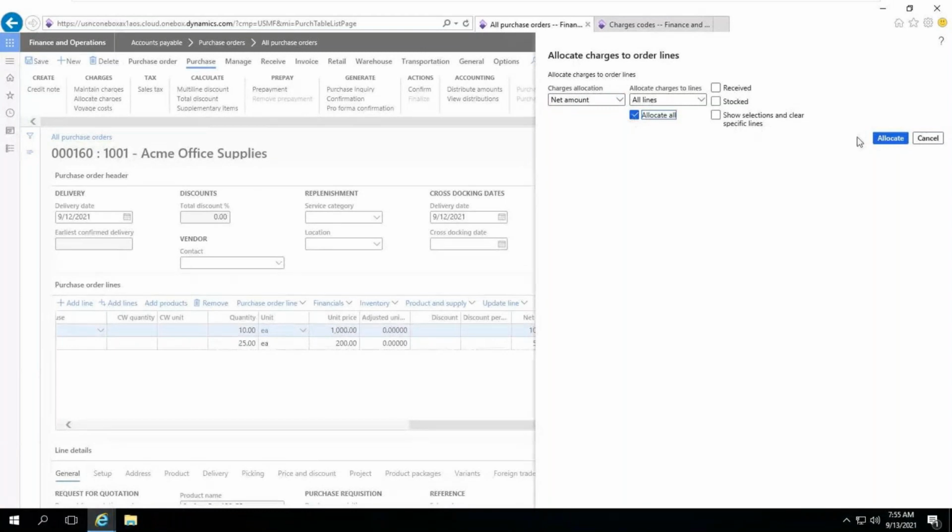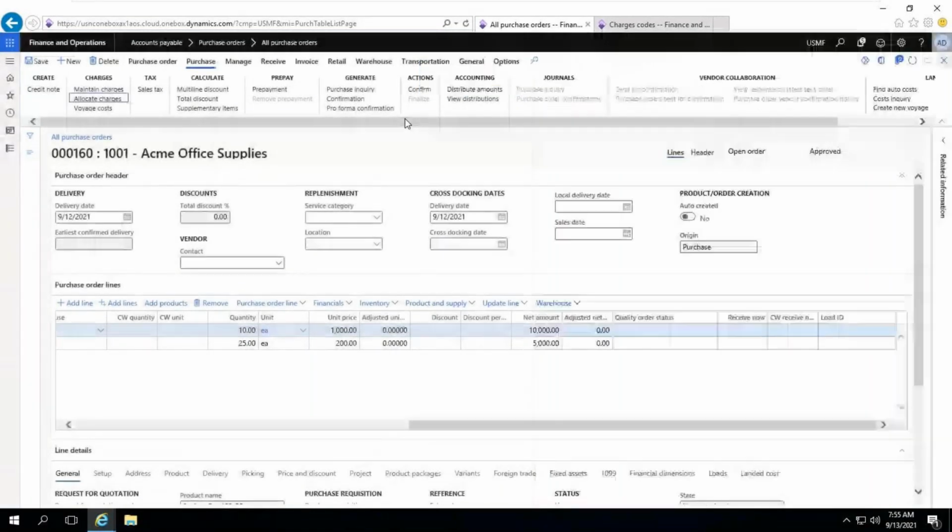Allocate. Now it was split into first line with 100, second line with $50. So once it is allocated, whatever the method you want, usually net amount is the best practice. If your client wants any method, they can use it. Once it is allocated, they can do a confirmation and they can do the product receipt. So I'm doing confirmation. We can see it will be allocated.